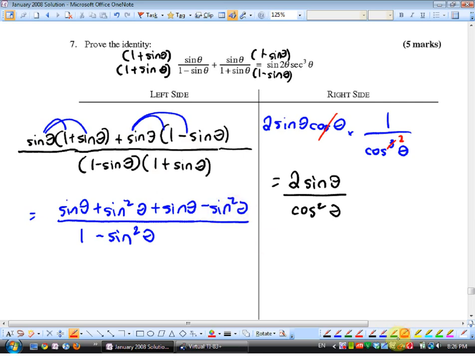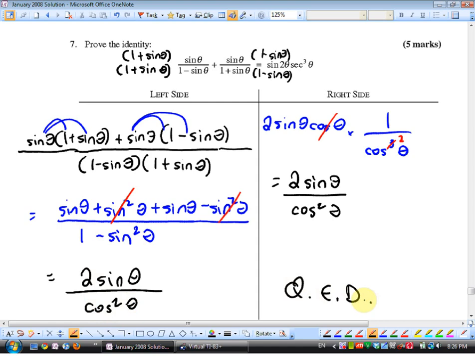I just saw the whole thing. The sine squareds cancel on the top. Sine squared minus sine squared is zero. And sine plus sine, I'm pretty sure that's 2 sine theta, which happens to be my numerator on the right-hand side. And 1 minus sine squared is cos squared. And I write QED, question easily done, or quod erat demonstrandum. I get my nerdy adrenaline rush.